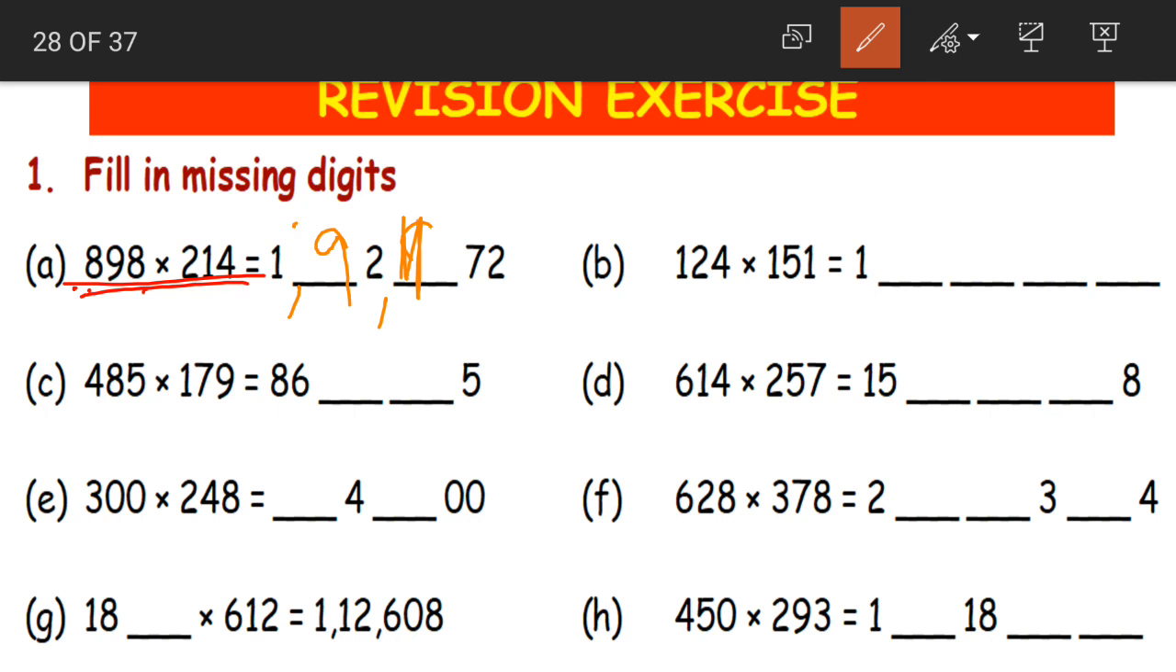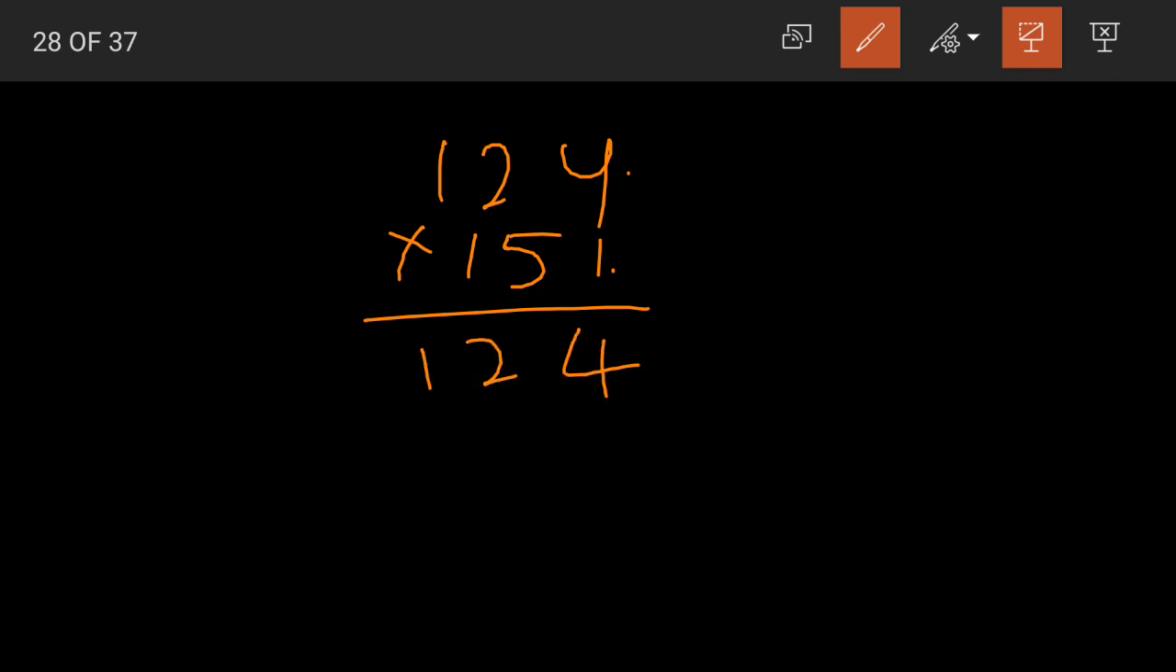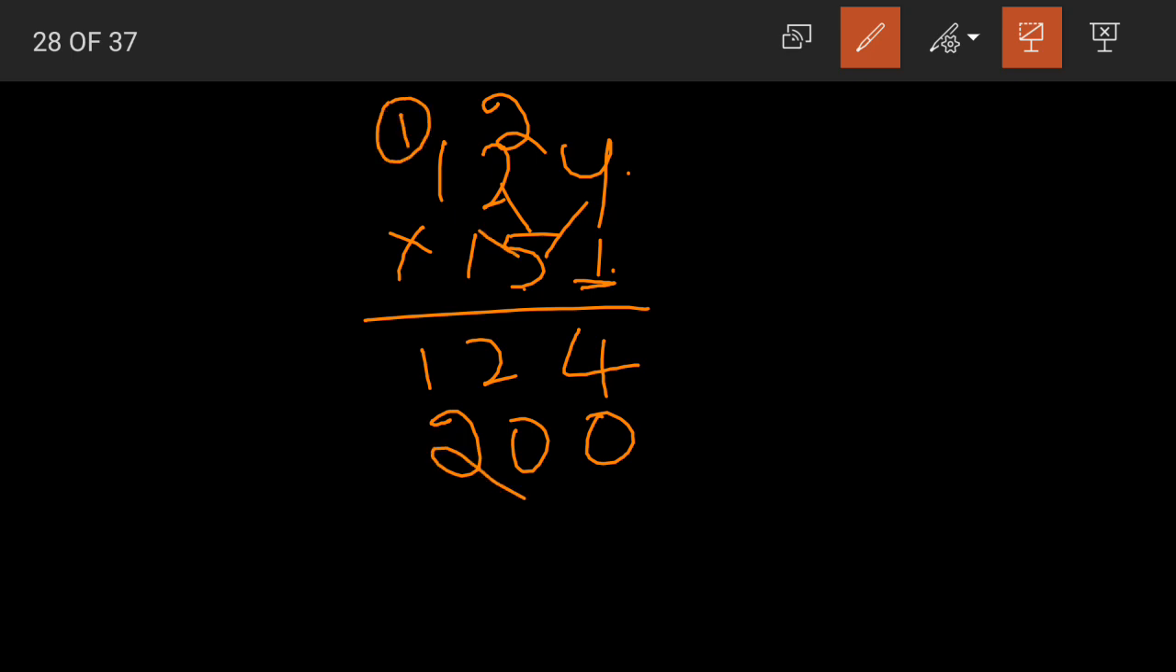Yes, children. Coming to question number B. Now 124 into 151 is equal to dash. 1 into anything is the number itself. Yes. Next, before multiplying with 5, place 1 zero. 5 4s are 20, 2 carried. 5 2s are 10 plus 2, 12. 5 1s are 5 plus 1, 6.